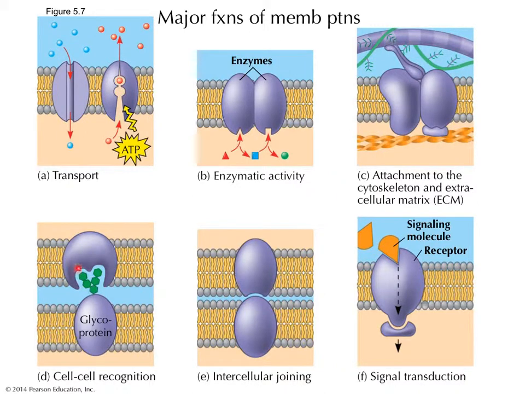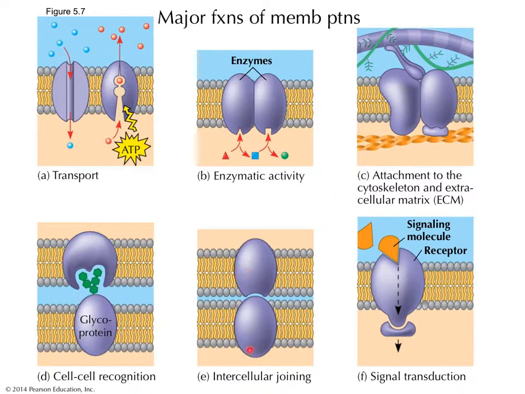There is cell-to-cell recognition based particularly off of glycoproteins. Depending on the different types of carbohydrates attached to the protein, different cells have different signatures. So when two cells interact with each other, this is one cell, this is the other, based off of the glycoprotein composition, in part, the cells can recognize each other and elicit certain responses.